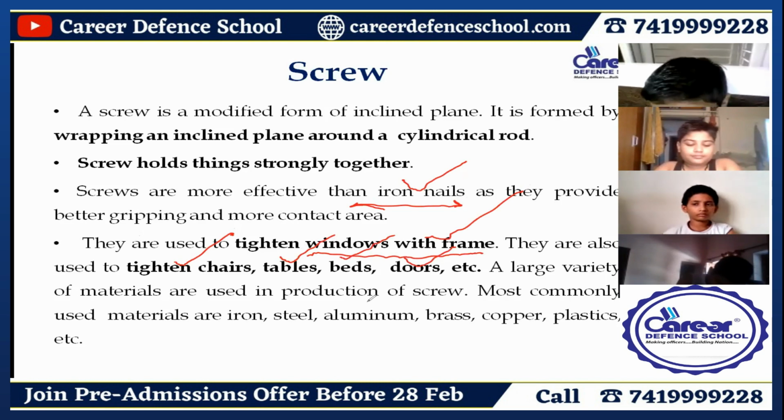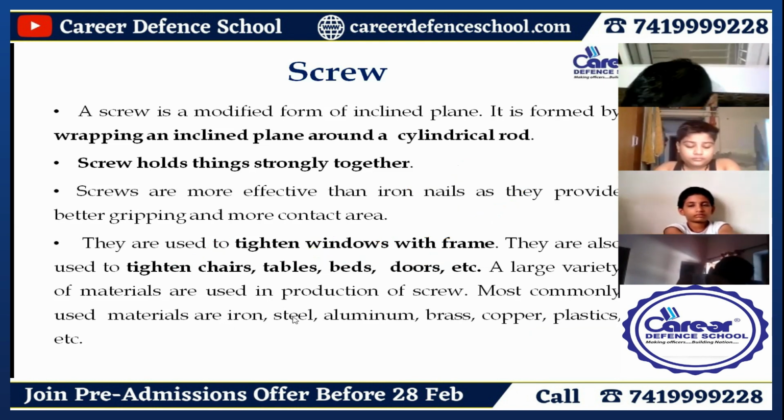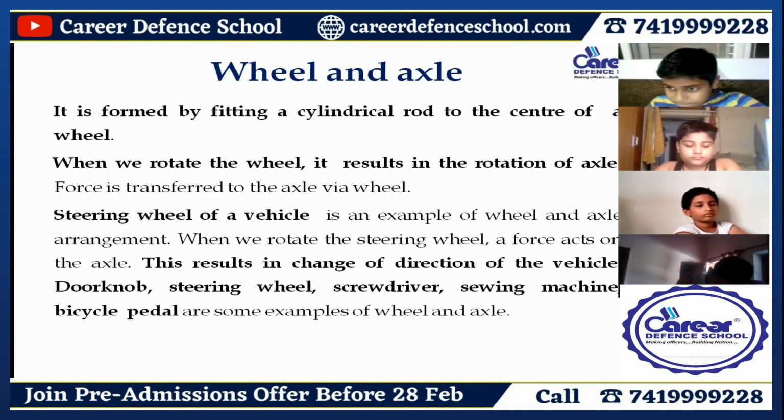Now, the most commonly used materials for making screws: we use iron, steel, aluminium, brass, copper, and plastic. So these are the materials of the screw. Okay, now let us do the next one. Understood this thing? What is a screw? A screw is used to hold objects.